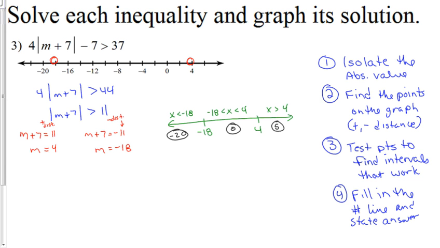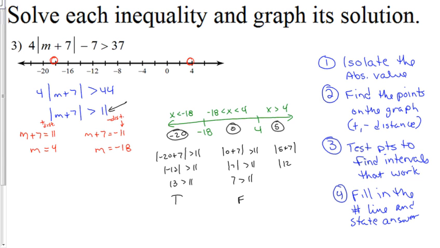So if I plug negative 20 into this inequality, negative 20 plus 7, that's negative 13. That's 13 when you do the absolute value, and it says greater than 11. 13 is bigger than 11, so that's true. Using 0, 0 plus 7 is 7. The absolute value of 7 is 7, and this is not greater than 11, so that is false. 5 plus 7 is 12. The absolute value of 12 is 12. This one is bigger than 11, so that is true.